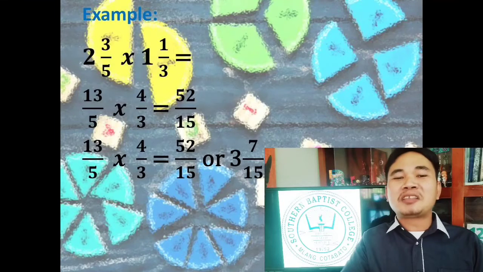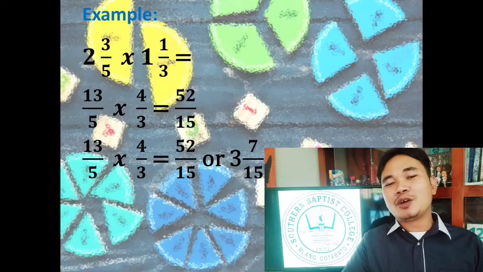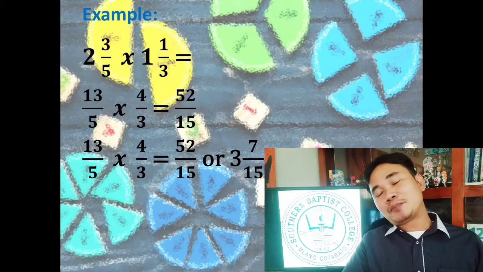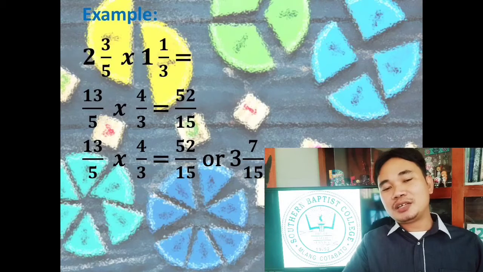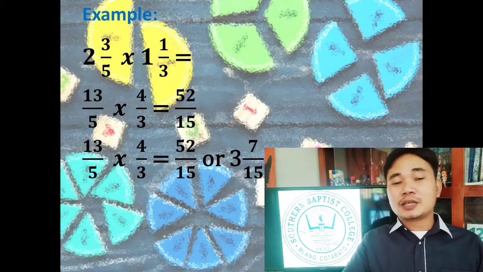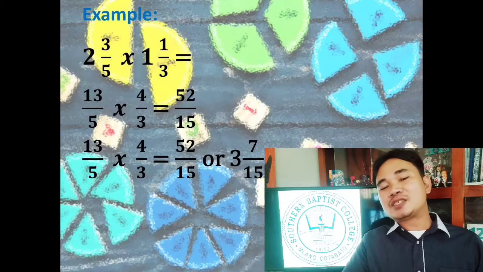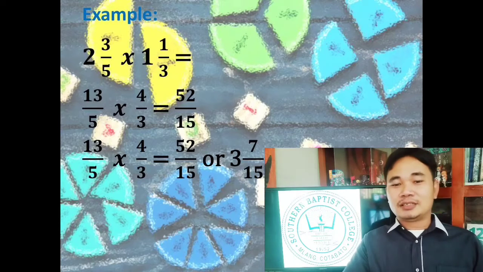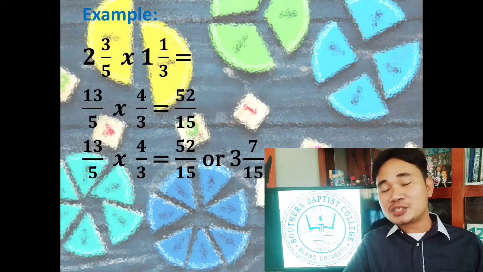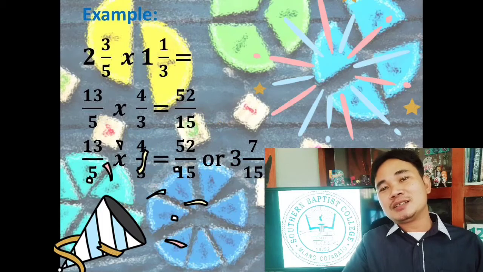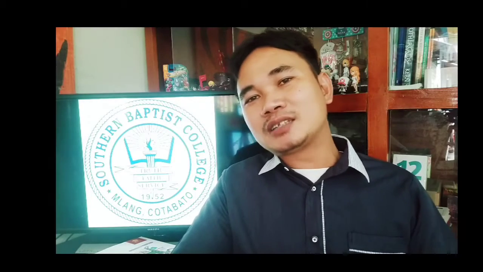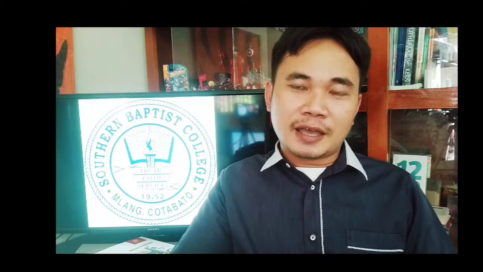The equation 2 and 3/5 multiplied by 1 and 1/3. Changing from mixed number to improper fraction, ang 2 and 3/5 naging 13/5. Ang 1 and 1/3 naging 4/3. Multiplying 13/5 times 4/3 is equal to 52/15. Or your final answer now is 3 and 7/15. So that is your final answer. So remember just the steps, more practice, continue practicing, and God bless.